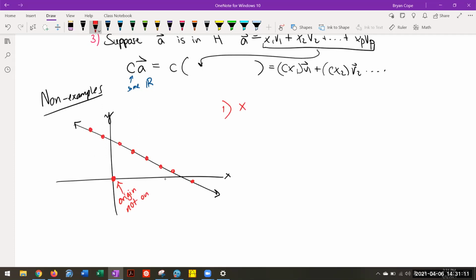Is there a way to say like not an element of? Yeah. So the zero vector is not an element of this set H or whatever, or the set L since it's a line.